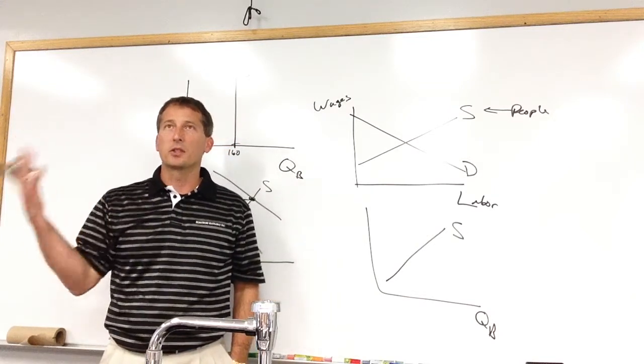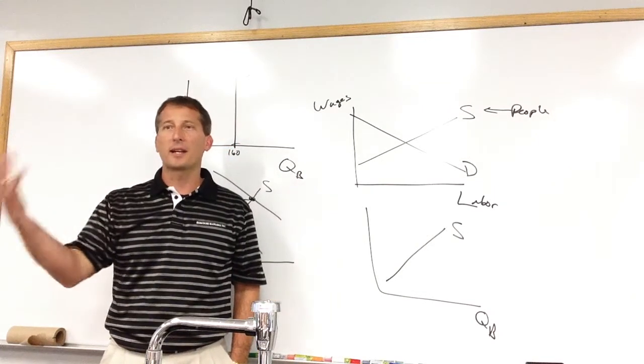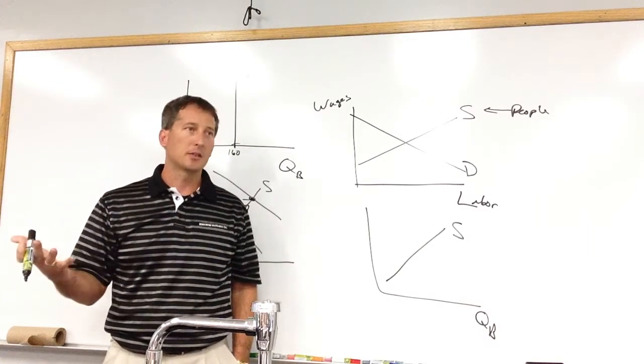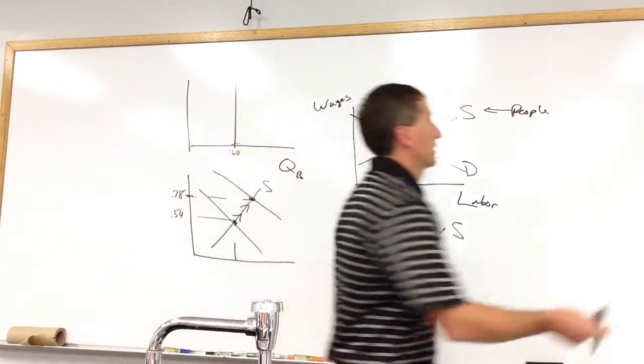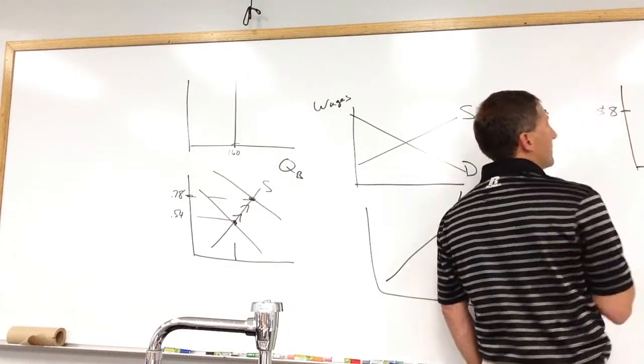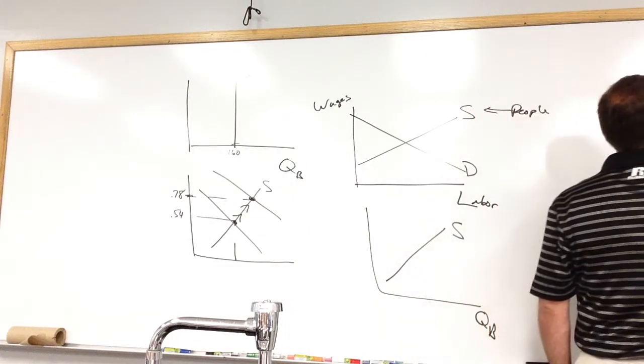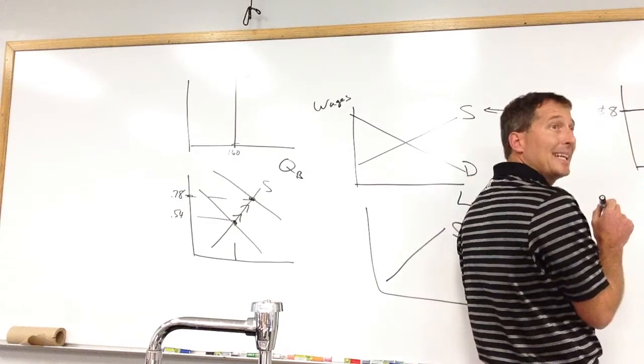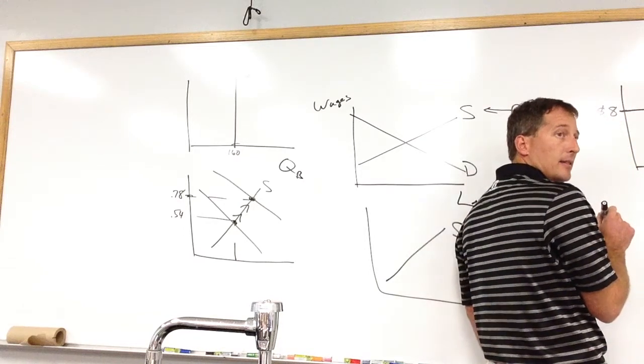Sometimes you might have a question like, Walmart can hire as many people as they want at $8 an hour. What does that supply curve look like? Well, if they can hire as many people as they want at $8 an hour, then the supply of labor is perfectly elastic at 8.